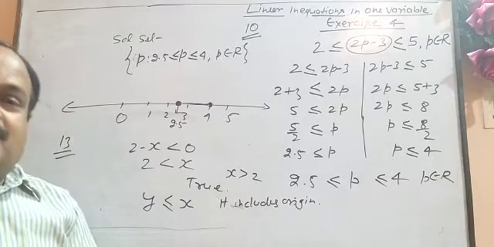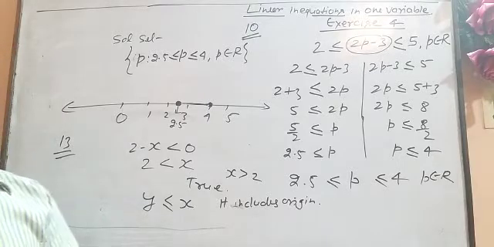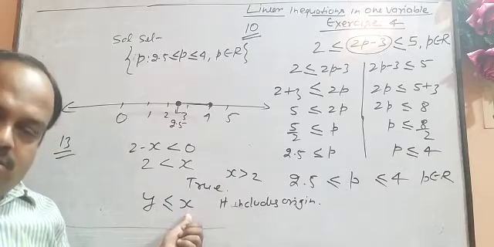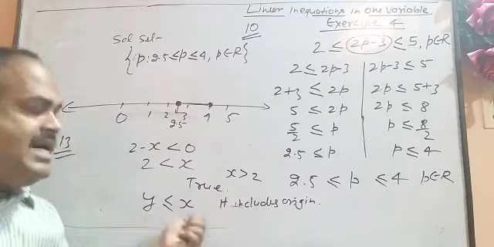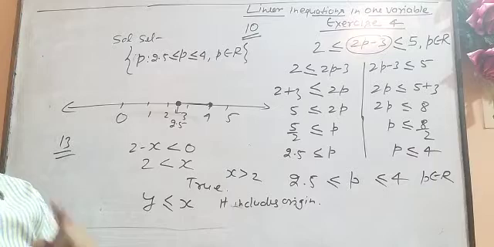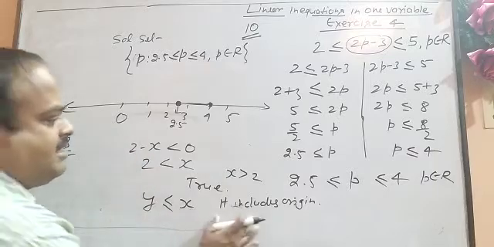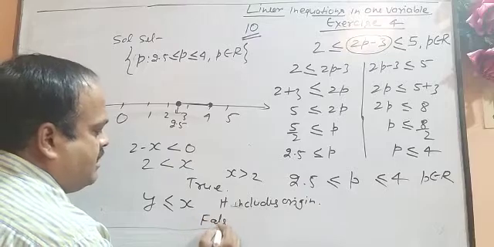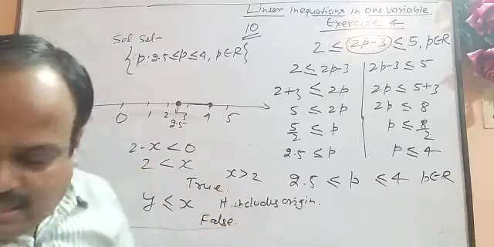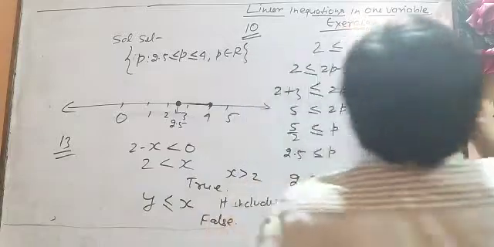For origin, x and y both must be 0. So when you take x as 0, y is less than or equal to 0, you are getting the statement. And you must get only y is equal to 0. So that is why the statement given to us is false. Another example of your exercise.